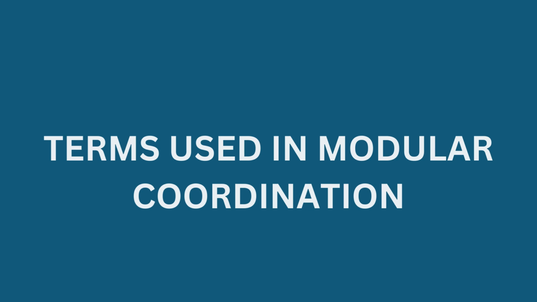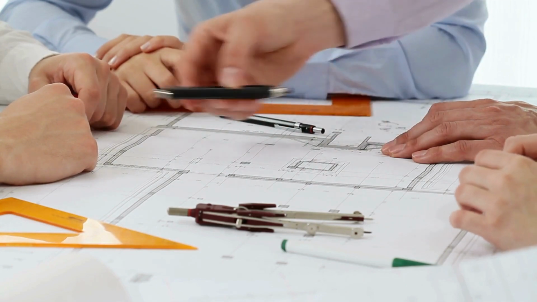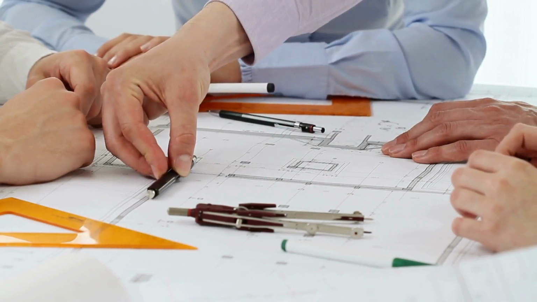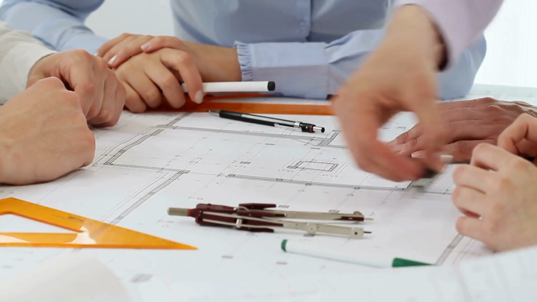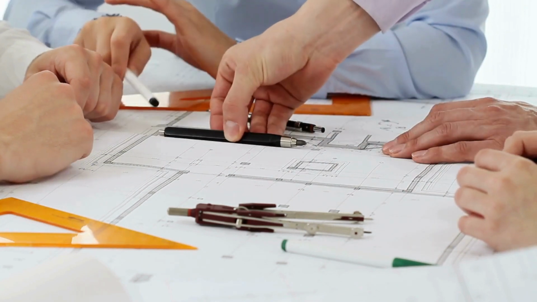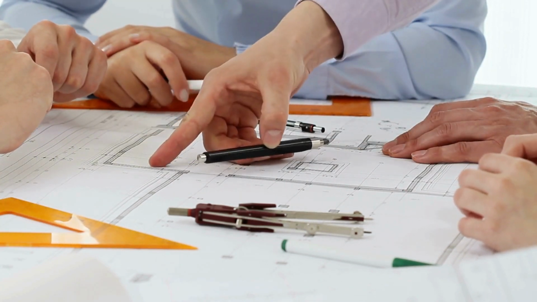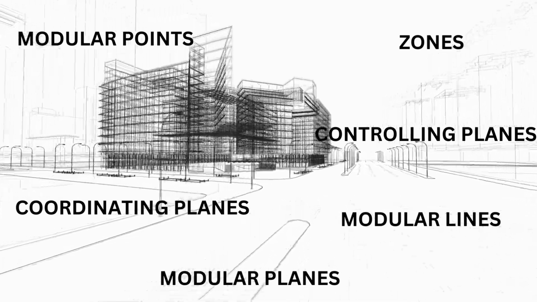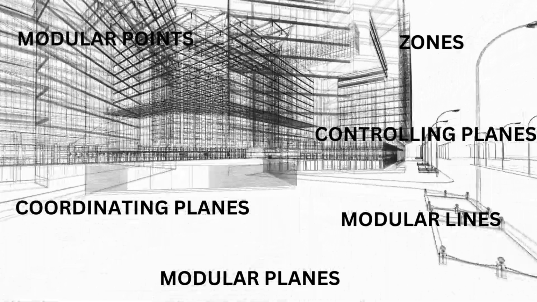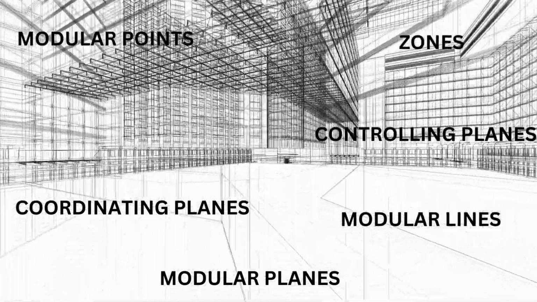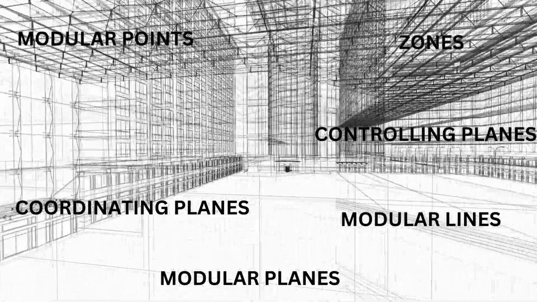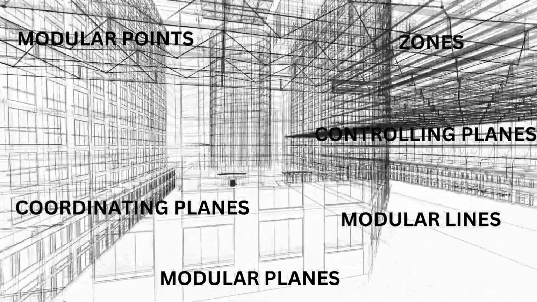This is important, because without understanding the language of modular coordination, you will find it difficult to coordinate your designs at a global level. So in this video we see all those terms. What is modular reference system? Modular points, modular lines, and modular planes, zones, controlling planes, coordinating planes, etc. Handing it over to the tutor.